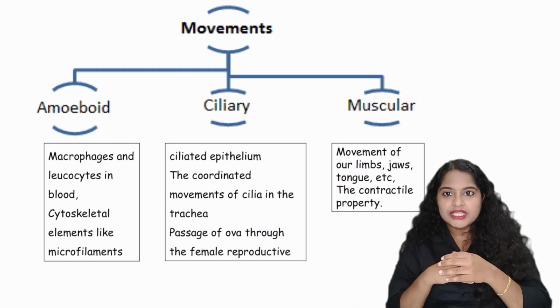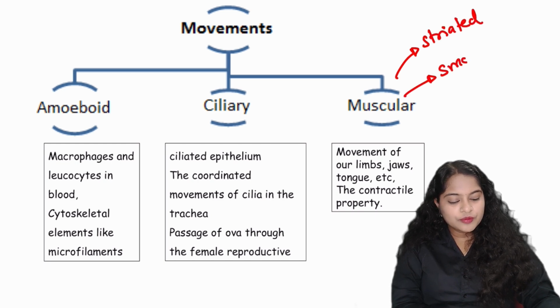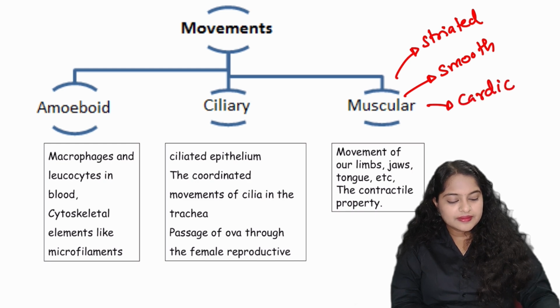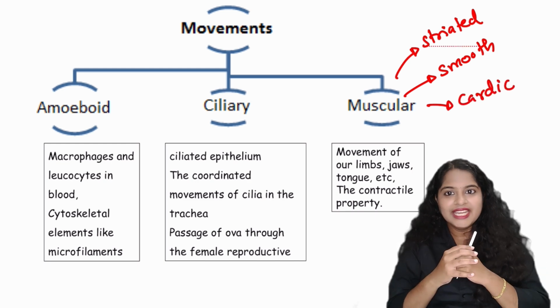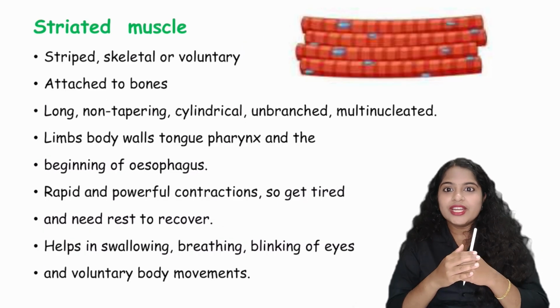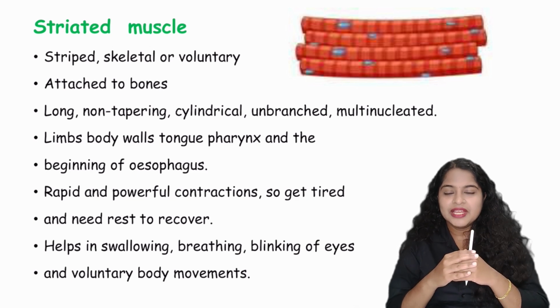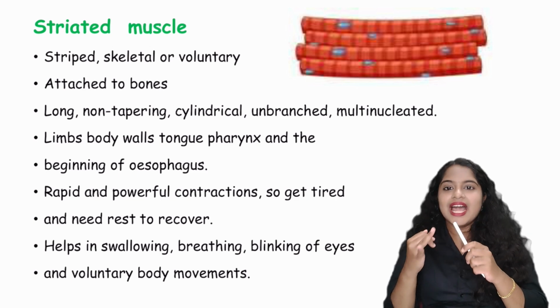So the muscular movement in our body is attained by three different muscles. So what are they? So first one is striated muscles. Then we have the smooth muscles and the cardiac muscles. So we are going to see all these three in detail now. So first one is striated muscles. Why are they called striated muscles? Because they have alternate dark and light striations. So why do they have these dark and light striations? Because of the presence of contractile proteins. And what are they? That is actin and myosin.